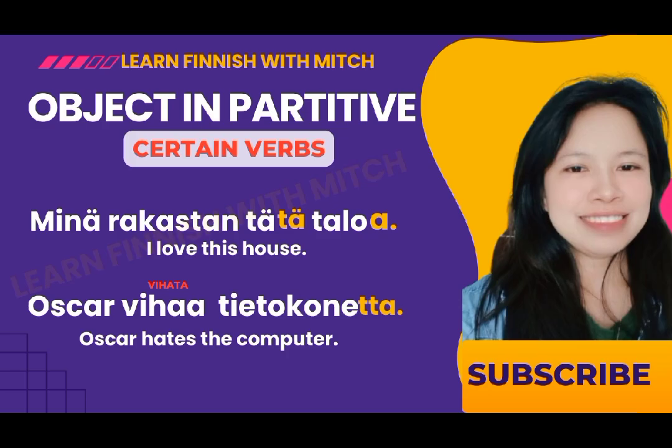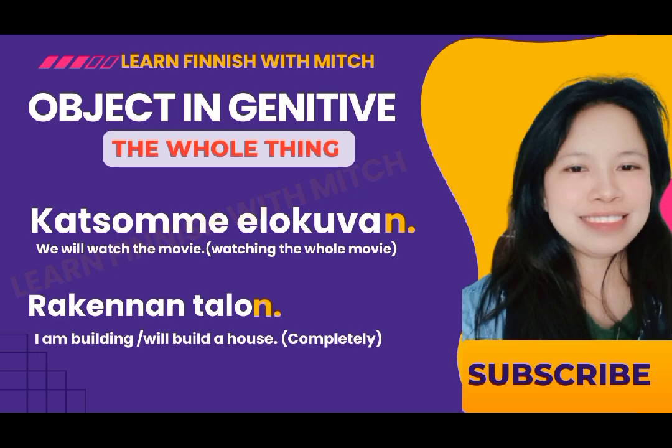Next, we have Oskar vihaa tietokonetta. It means that Oskar hates the computer. Vihaa comes from the verb vihata. It means to hate. Next, the object in genitive case as the whole thing. Examples: Katsomme elokuvan. It means that we will watch the movie, watching the whole movie. That's why elokuva needs to stand in genitive case.